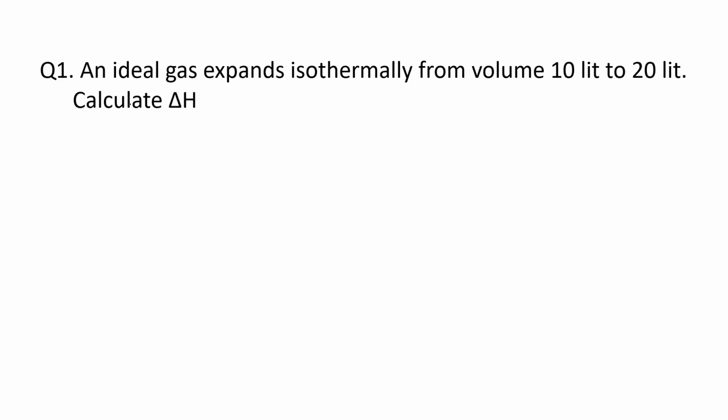Now let's see this problem. An ideal gas expands isothermally from volume 10 liter to 20 liter. Calculate delta H. Isothermally means only temperature is constant. Volume is changing, and so pressure is also changing. So which equation should we take? Delta E plus P2 V2 minus P1 V1.